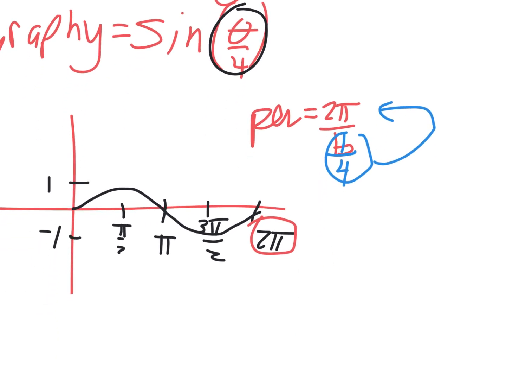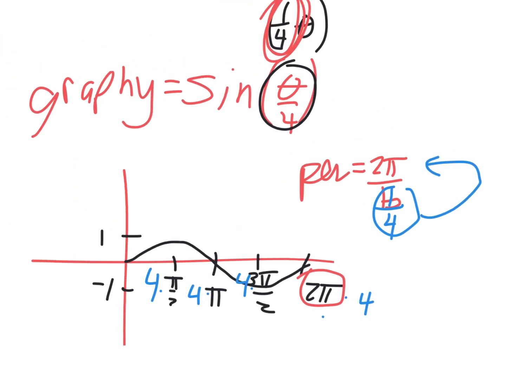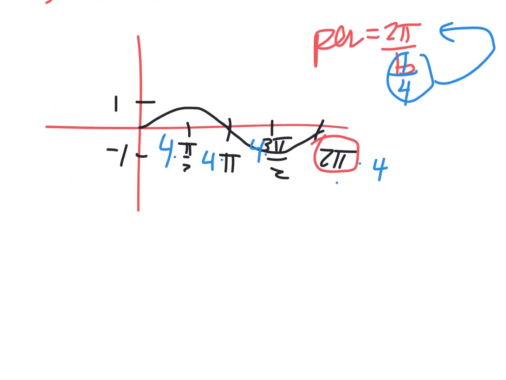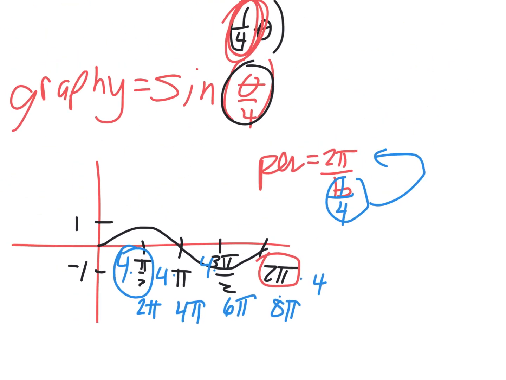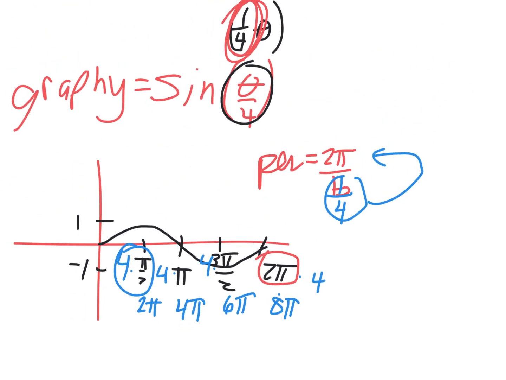So now, times 4 here, and times 4 everywhere. And this is now my new graph. I should simplify this down. 4 pi over 2 is 2 pi. 4 pi. 6 pi. And 8 pi. So that was sine. Do you get cosecant would just be one step further than this?